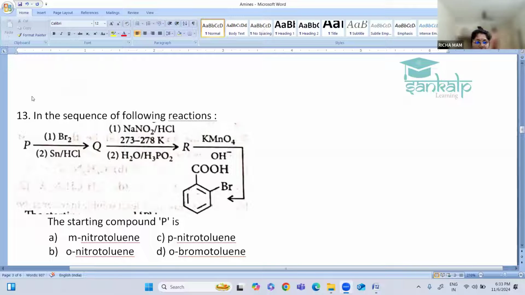I think we have solved some 14 questions, so this was a question which we did not solve, the 13th question. So yes, let us start. So here there is a sequence of reactions given. You can see in the arrow marks.